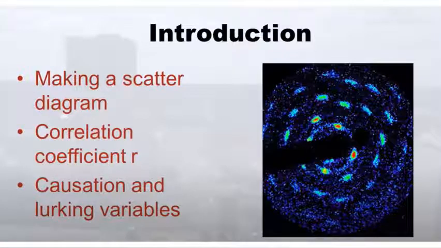All right, so we're going to learn how to make a scatter diagram, scatter plot, scattergram. Like I said, there's a million different ways you can call each thing in statistics, so they all mean the same thing. Then we're going to look at correlation coefficient R. We're going to figure out what that is. And then we're going to figure out what causation is. And also we're going to bring up lurking variables again.